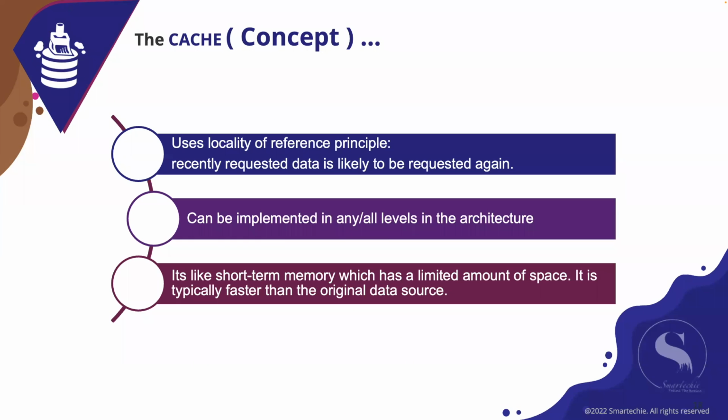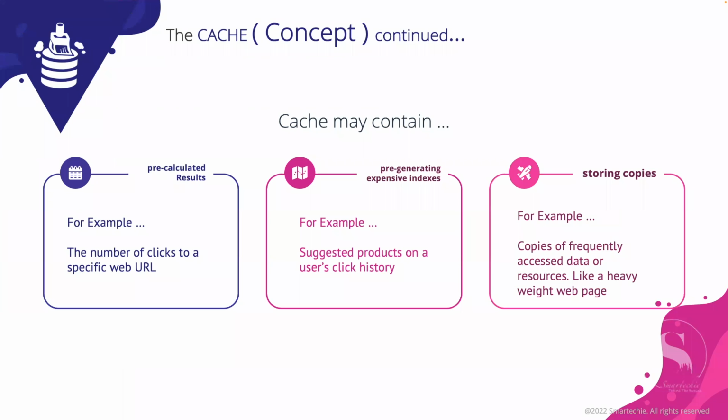The basic concept of any cache is that it uses the locality of reference principle, which is nothing but that recently requested data is likely to be requested again, right? So cache can be implemented at any or all levels in the architecture, which we'll discuss momentarily. Cache is like a short-term memory which has a limited amount of space, and it is typically faster than the original data source. When we're talking about the cache, it may contain 3 different kinds of data sets.